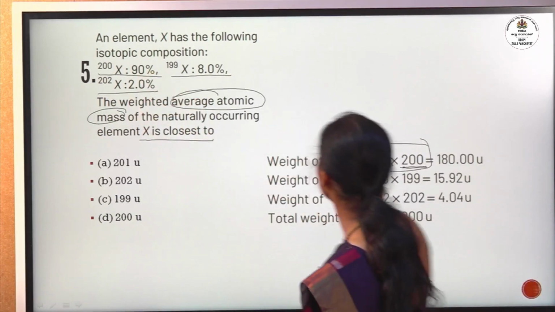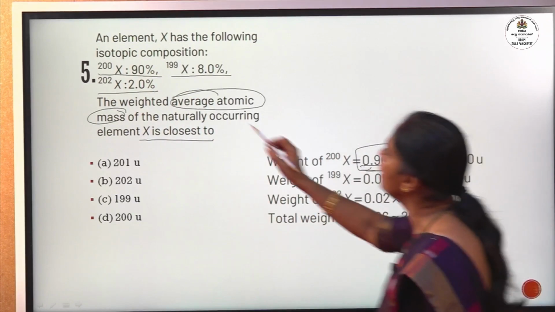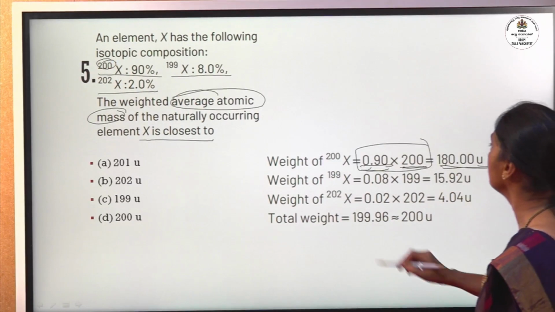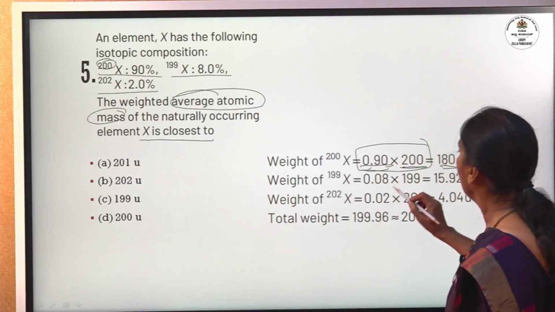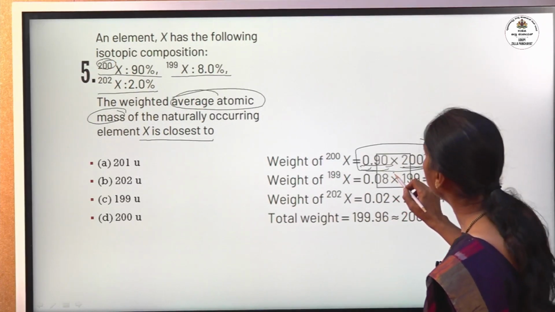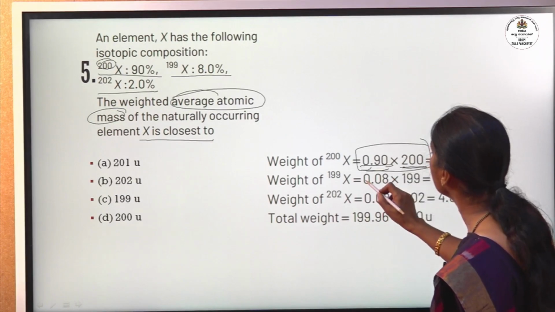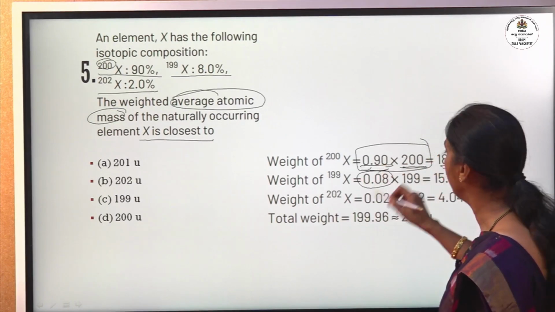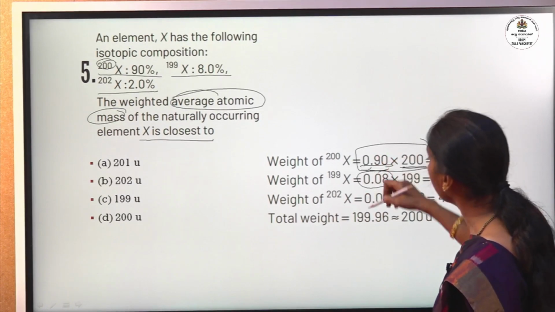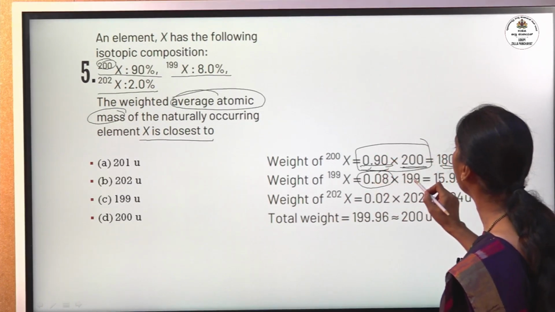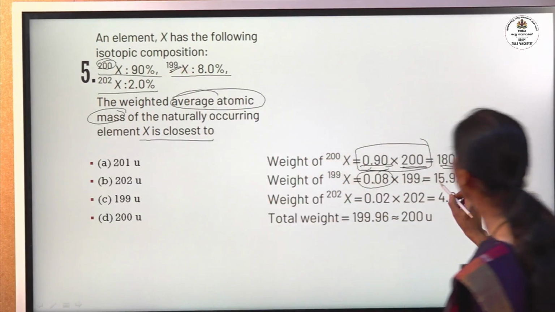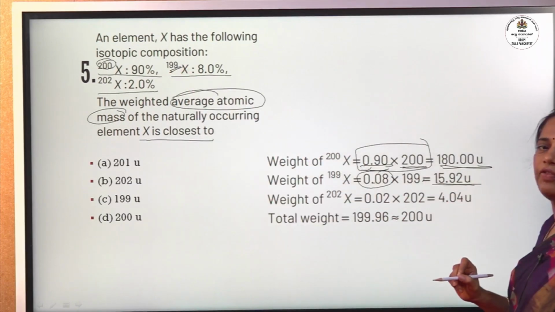90% is 0.9 into 200. We get this much. Second one, that is 8%. 8% is 0.08, that is 8 by 100. This is 90 by 100. 0.08 into 199. Answer comes around 15.92.